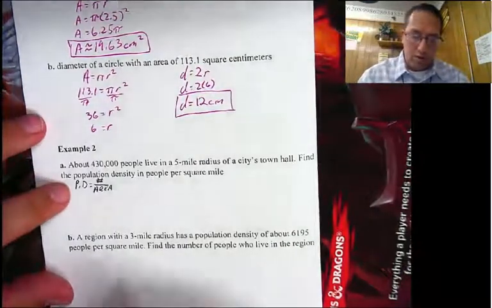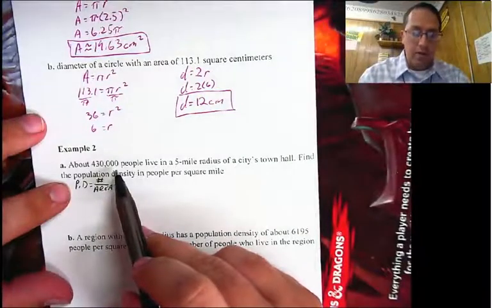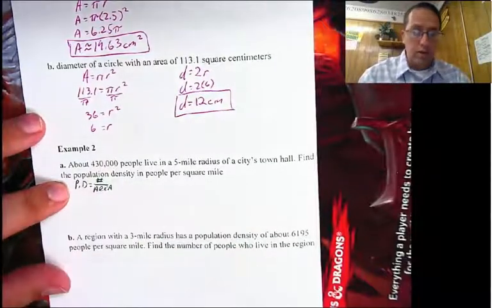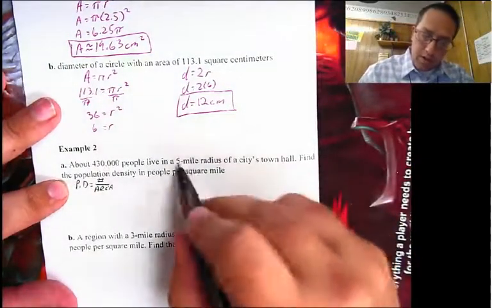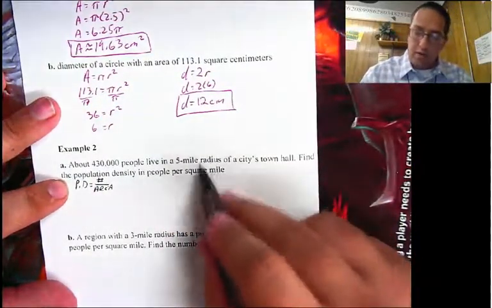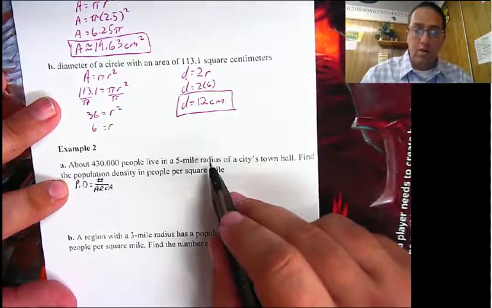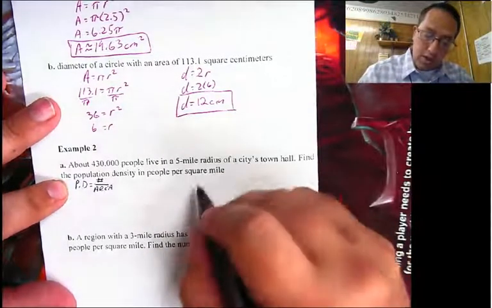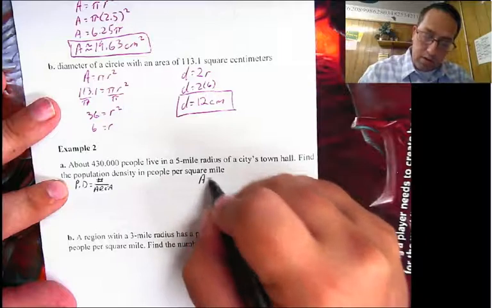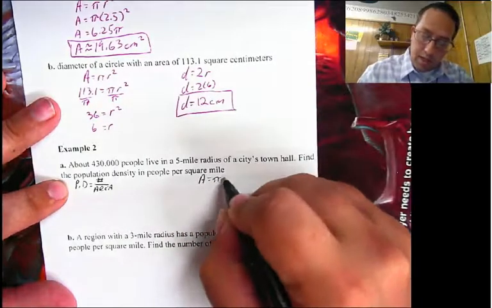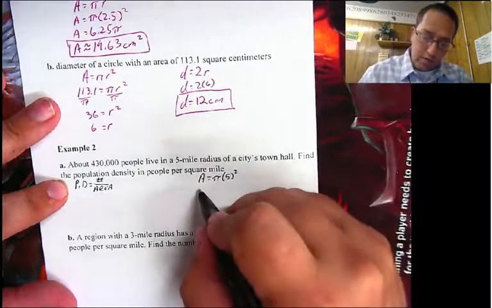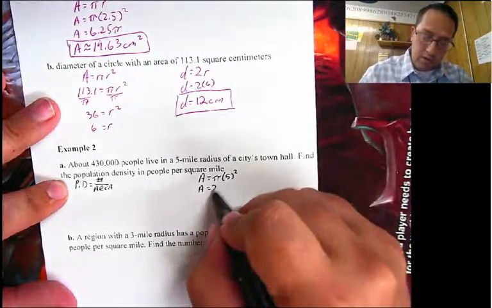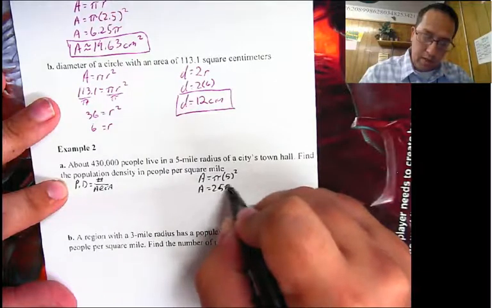All right, so I know how many people live here. I don't know the area. They didn't give me that. So let's find the area. Area, let's see, a 5-mile radius. Well, anytime you're looking at radius, you're talking about circles. So we want the area of a circle. So area is going to be pi times 5 squared. Well, that's 25. So area equals 25 pi.